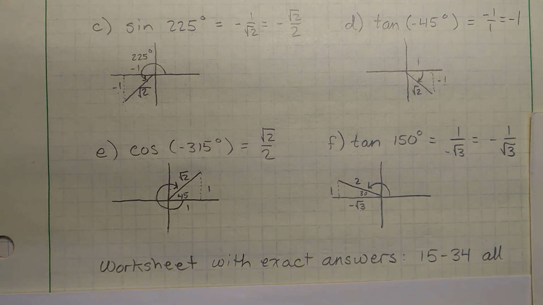Here's your homework, though. It's that worksheet. Make sure you give me the exact answers. Don't give me the decimal answers. I know you can punch it in your calculator, get a decimal. I'm not interested in those. We want the exact answers. So that's 15 through 34 all. Okay. Hope it goes well, and we'll see you tomorrow.